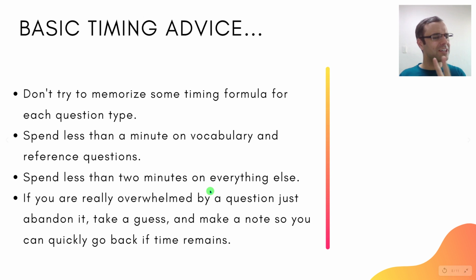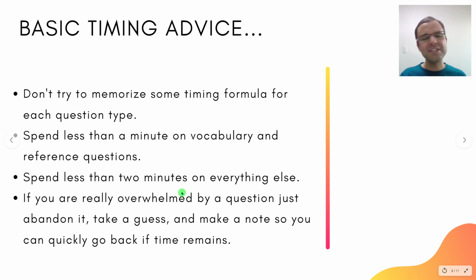There's just 2 things to keep in mind instead. First of all, spend less than 1 minute on vocabulary and reference questions, and spend less than 2 minutes on everything else. And if you get really overwhelmed by a question, just abandon it. Take a guess and make a note of which number it is so you can quickly go back and try again if you have extra time at the end.